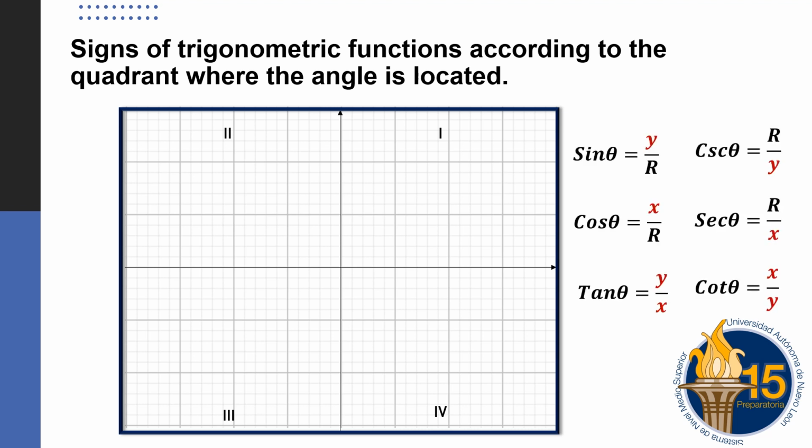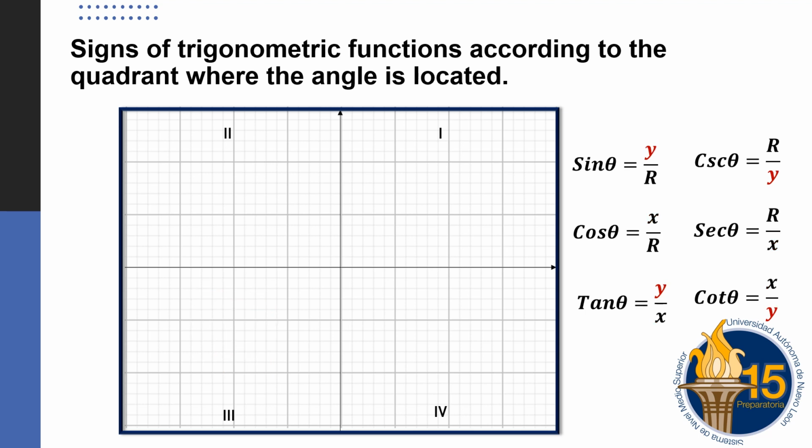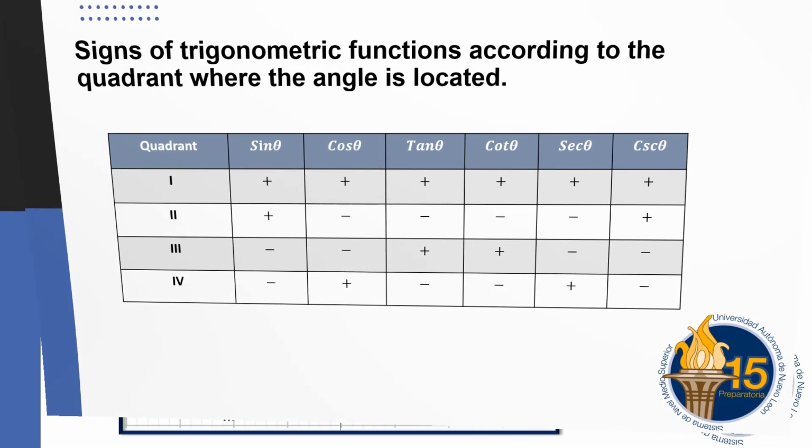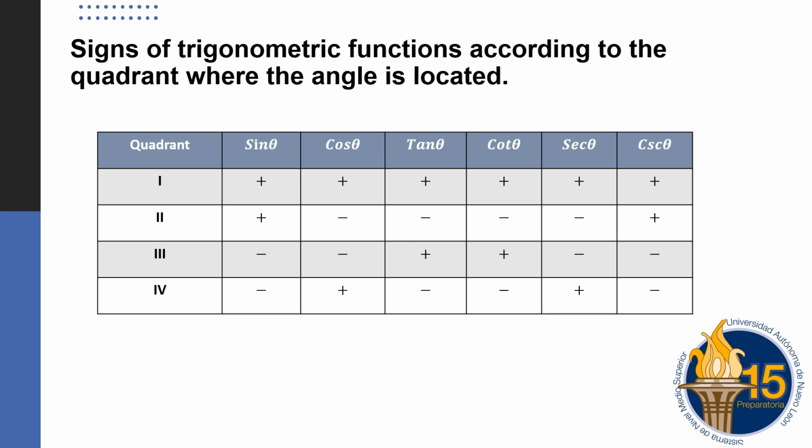That is because x and y are negative, so the result of the division is positive. When the terminal side is on the fourth quadrant, the value of y is negative, so sine, tangent, cotangent, and cosecant are negative, and cosine and secant are positive. So, as a summary, the signs of trigonometric functions are defined according to the quadrant where the angle is located, as is shown in the chart.